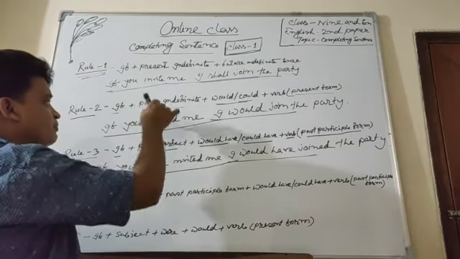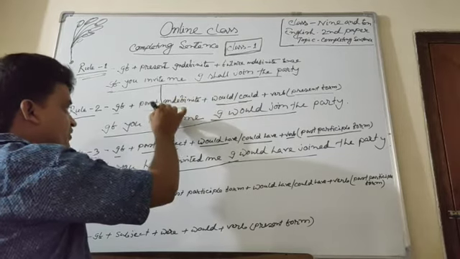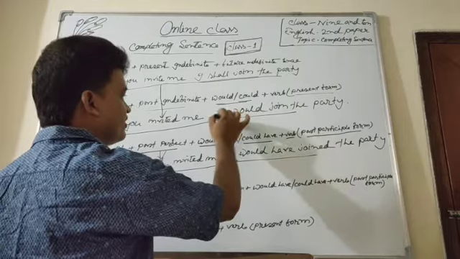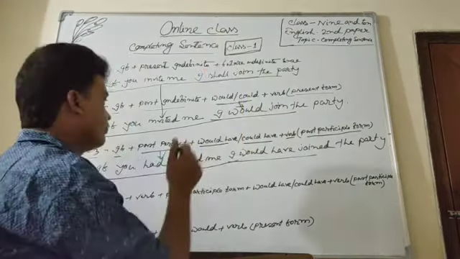And if the first part is past indefinite, you need to use here, after the subject, would or could, and then everything is okay.